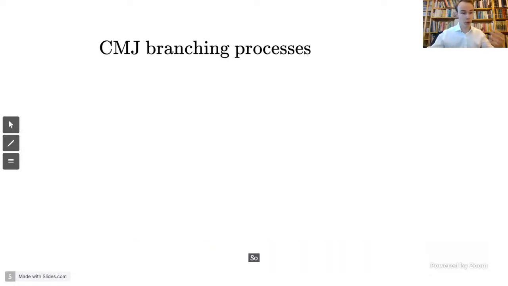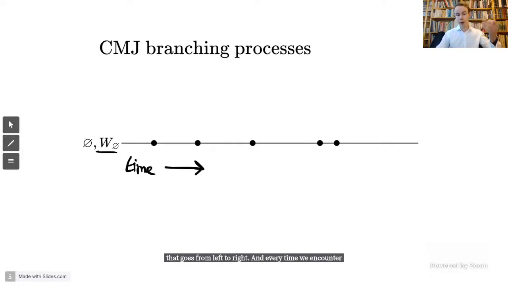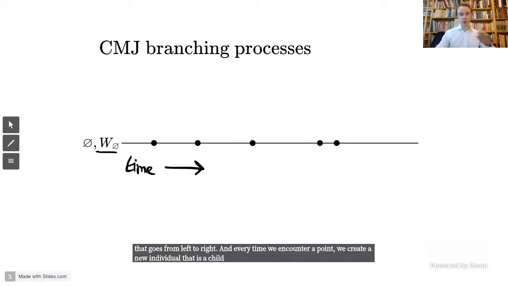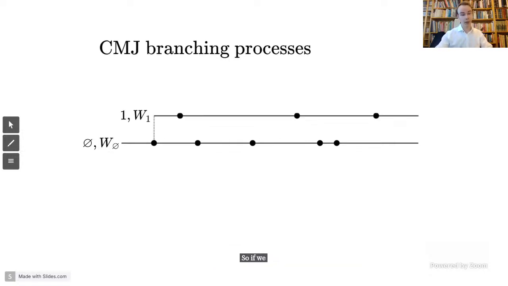So here we start with some root individual, which we assign this weight W indexed by the root, and we sample a point process. And the points on this point process will indicate for us when this individual gives birth. So here we have time that goes from left to right, and every time we encounter a point, we would create a new individual that is a child of the individual on whose timeline or point process we are. So if we move this to the right, then at some point we have a new child of the root, its first child, 1, which we give an IID weight and an IID copy of this point process, which we translate by the birth time of this first child.